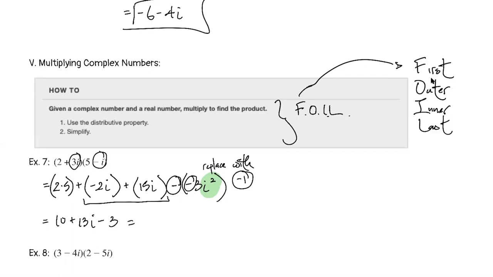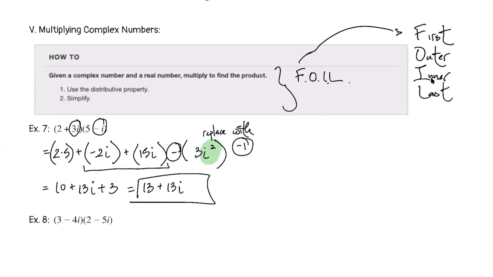And now we can combine like terms one more time. Oh, sorry, I have one too many minus signs, huh? There's no minus sign there. This should actually be a plus. All right, so we'll get 13 plus 13i. And that's how we use FOIL even when we have complex numbers.